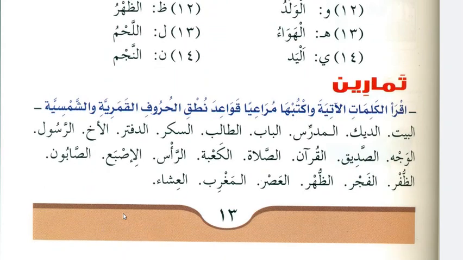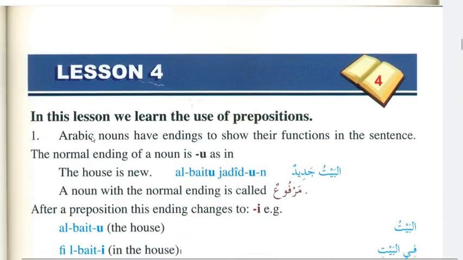Read the following words and write them, keeping in mind the rules of pronunciation of Huruful Qamariya and Shamsiya. Al-Baytu, no shadda is needed because it is Qamari Harf. Ad-Diku, Dal is Shamsi, so we need shadda here. Al-Mudarrisu, Mim is Qamari, so we don't need shadda. Al-Babu, no need of shadda. At-Talibu, Ta is Shamsi Harf, so you'll put shadda here. As-Sukkaru, Ad-Daftaru, Al-Akhu, Ar-Rasulu. So you'll put shadda on these words as appropriate.